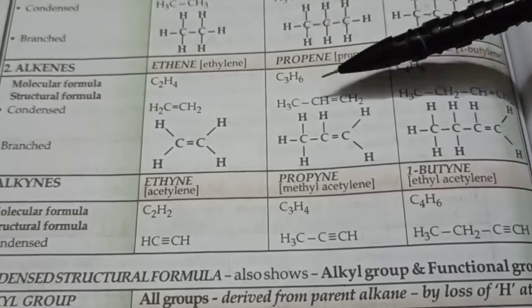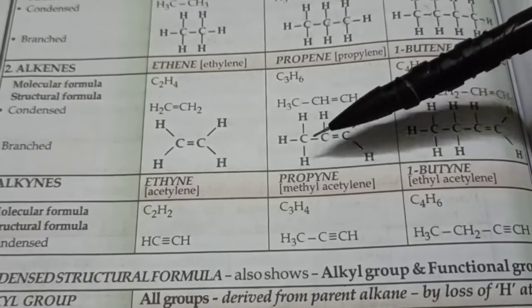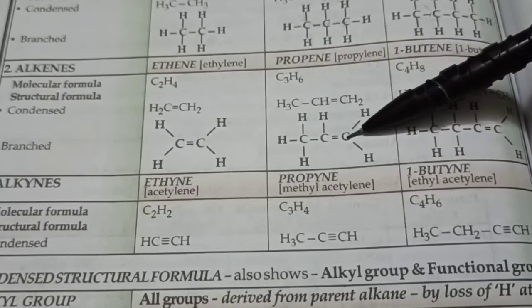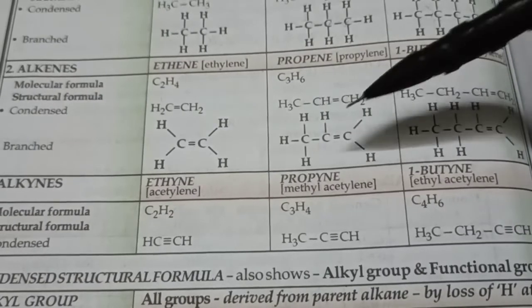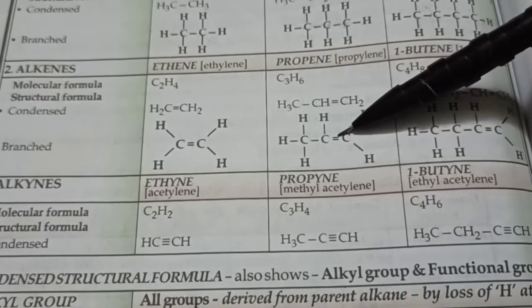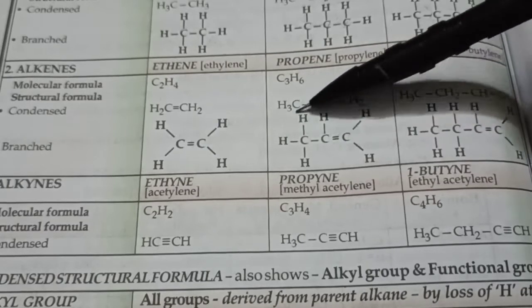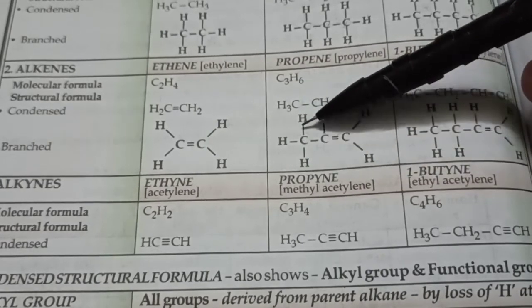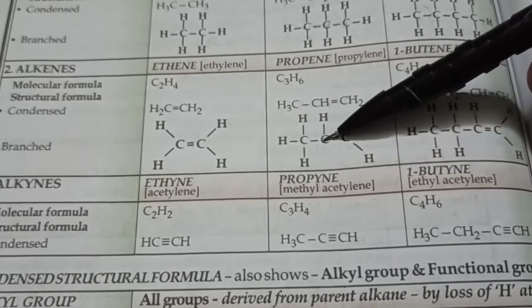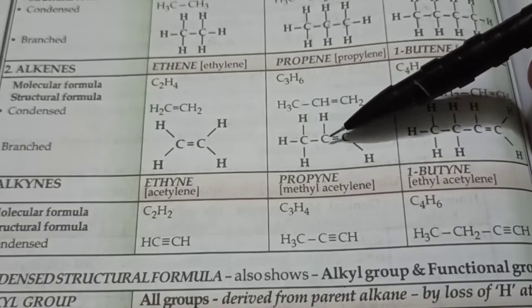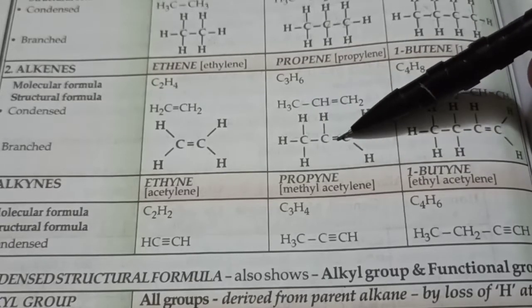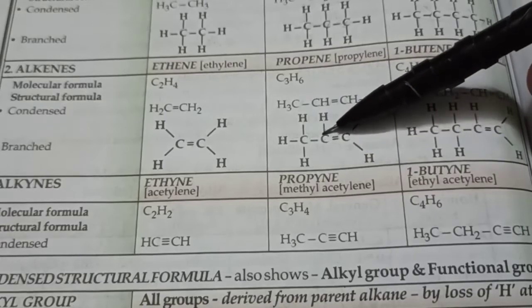Next we have propene. So we need a carbon-carbon double bond, but there are 3 carbon atoms. Well, we need just 1 double bond anywhere. It could be here or here. Doesn't matter. It's the same thing. And then fill in the blanks with hydrogen. So this carbon atom will have 3 hydrogen atoms attached to it. This one will have just 1 hydrogen atom because it's a single bond here and a double bond here. So 3 bonds already satisfied, and this is the 4th bond.